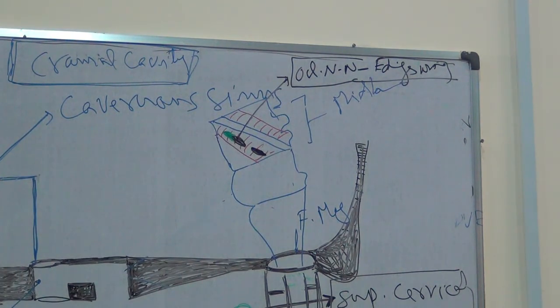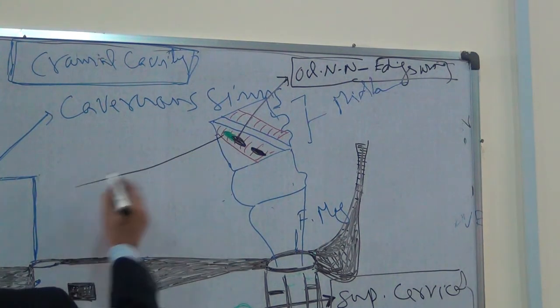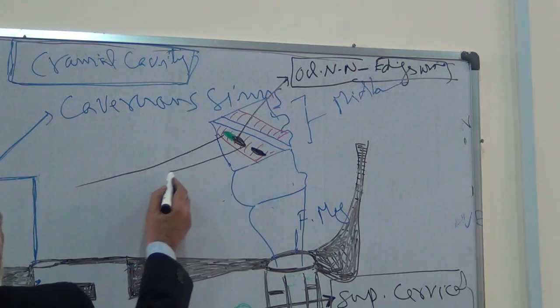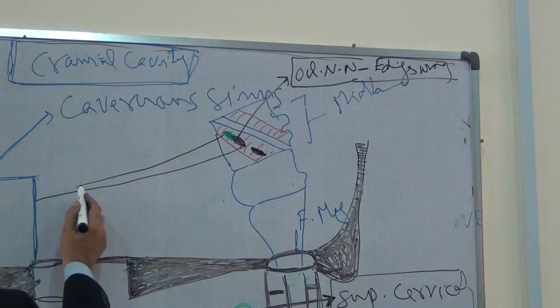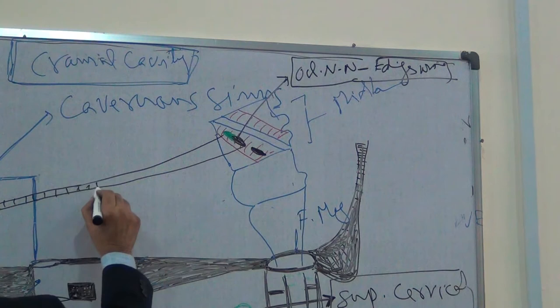Now you know oculomotor nerve arises from the oculomotor nerve nucleus, traverses the cranial cavity, enters the cavernous sinus, and before entering the orbit, it divides into upper and lower roots. And these two roots enter the orbit where they divide into branches to supply most of the extraocular muscles of the eyeball.